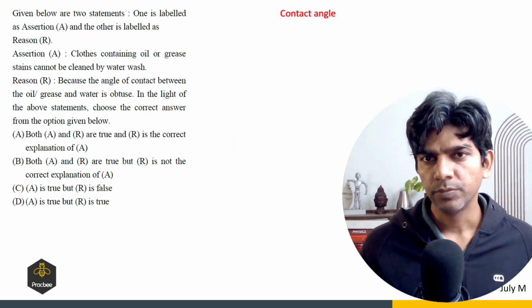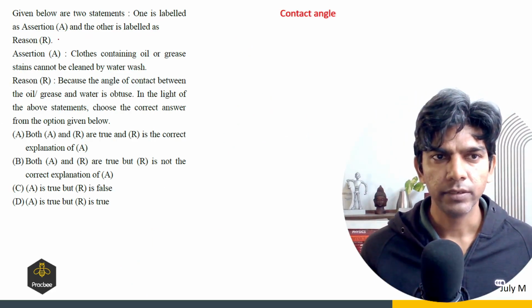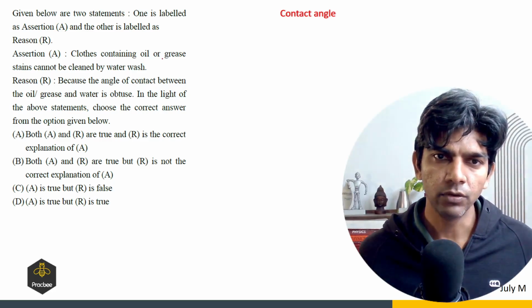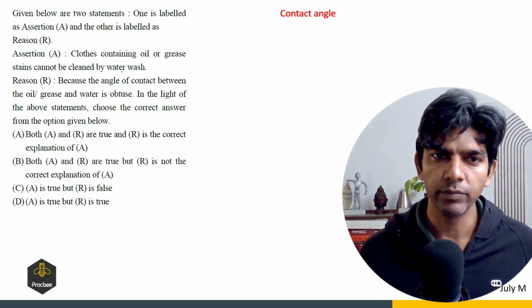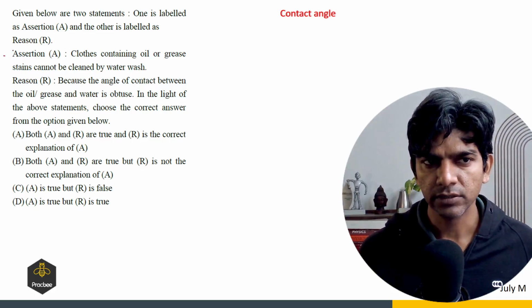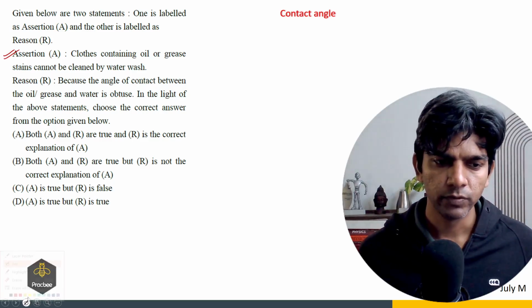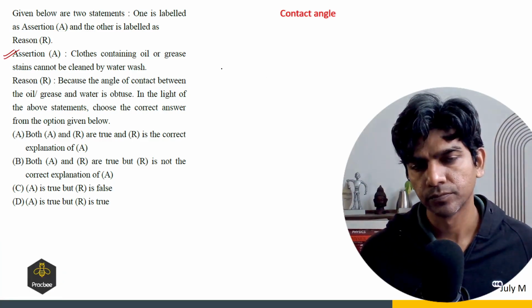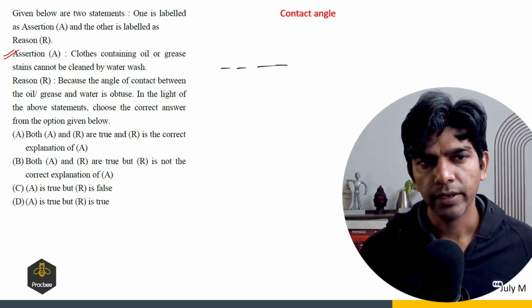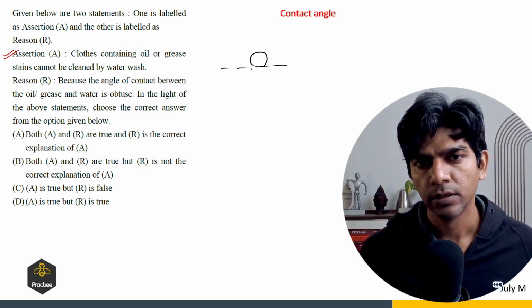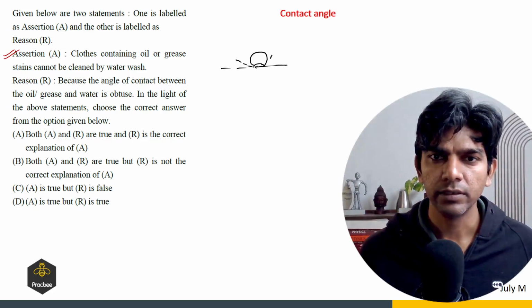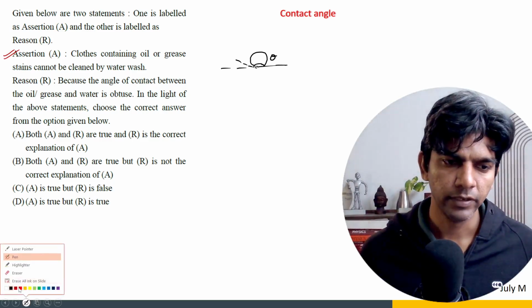Okay, now the next concept is based on contact angle. So here the assertion is given as: a cloth containing oil or grease stains can't be cleaned by water wash. So that is correct, that is a fact. Reason: because the angle of contact between the oil, grease and water is obtuse. So if I consider water and oil and grease, so this is oil and grease. Now this angle is obtuse. Let me redraw the diagram.